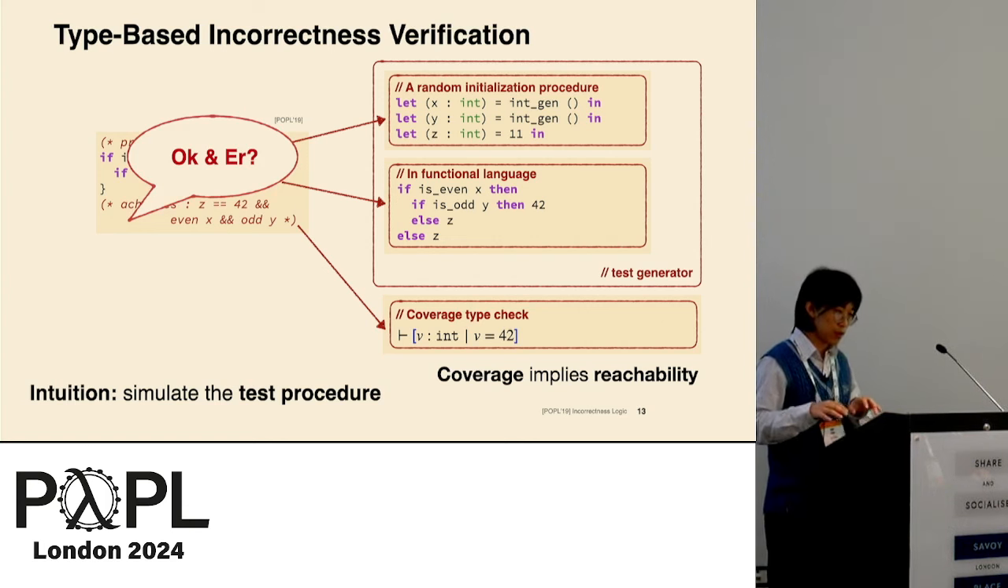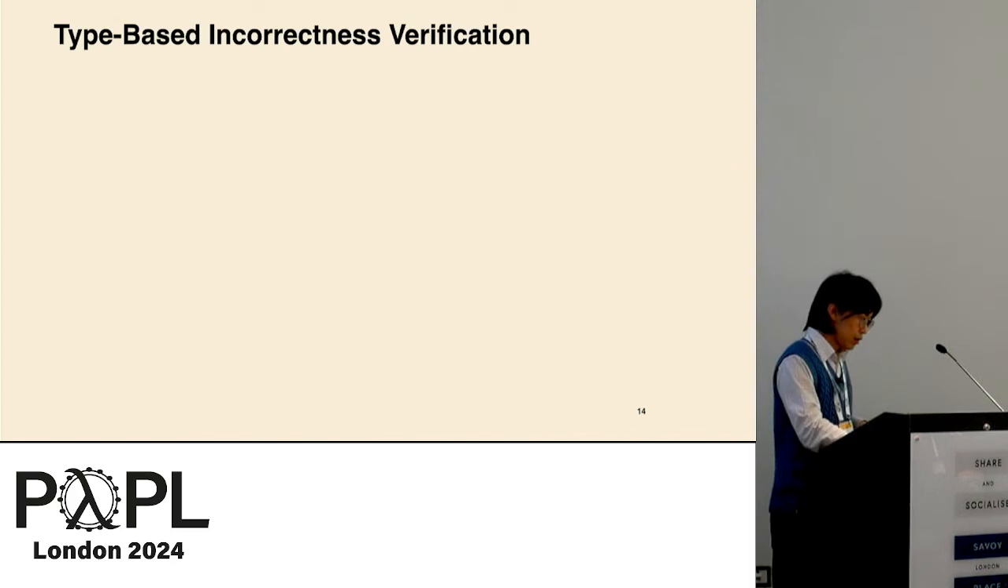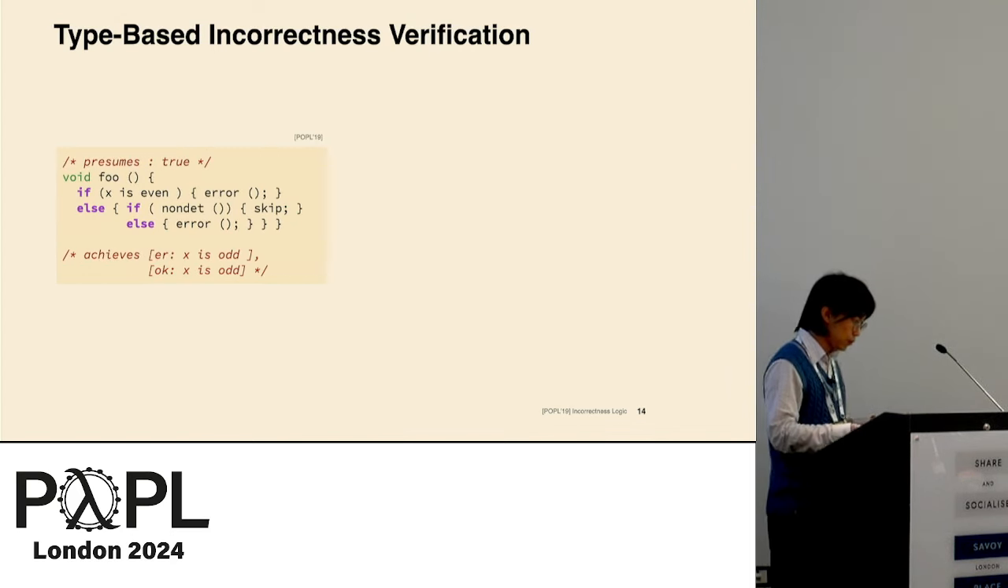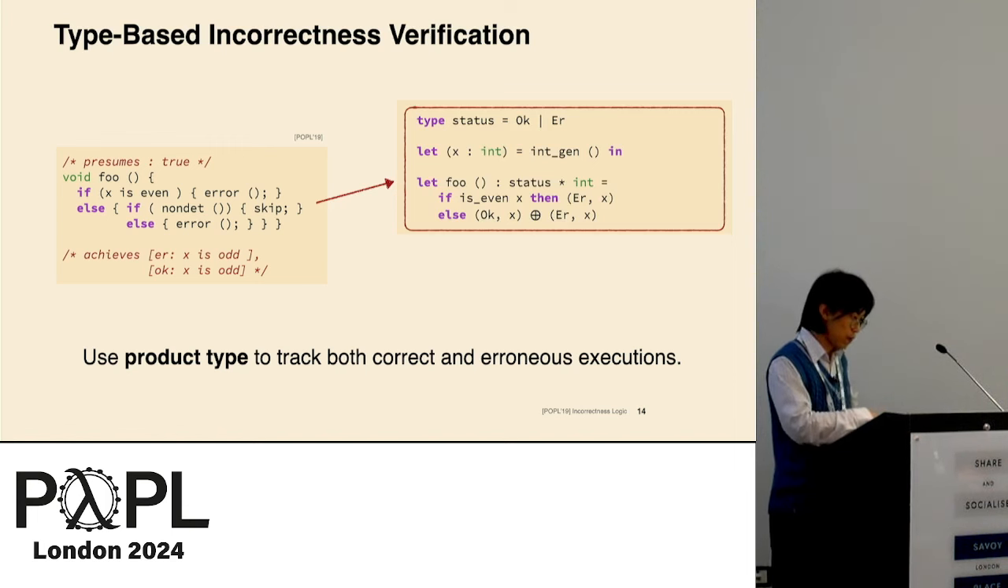The original Incorrectness Logic paper can additionally track correct and erroneous executions by the labels OK and error. How can we do that in our coverage type? Take a look at another example, also from the original Incorrectness Logic paper. To solve this problem, we just use a product type to check both correct and erroneous execution. Like before, we rewrite this program into the functional language, and we add a random initialization procedure. Additionally, we define the type status, which can be OK or error.